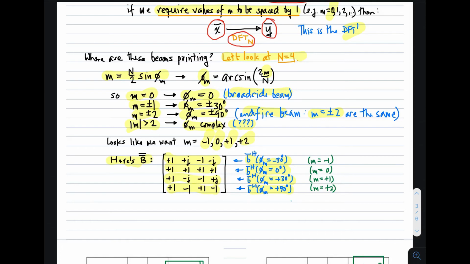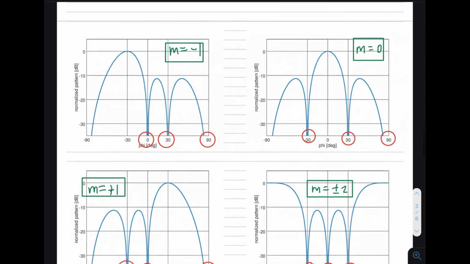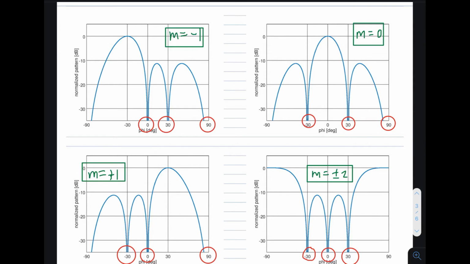So now we have everything we need to form beams. We can now scan a stimulus signal from -90 to +90 and then see what the output is for each one of these beams. Here are the results. In each case, we're showing phi from 0 to 90 degrees, where the center, phi equals 0, is broadside. And we're showing the normalized pattern in dB. So the maximum value is going to be 1, that is 0 dB. And I'm showing this for the 4 beams: m equals -1, m equals 0, m equals +1, and m equals +2, although you know right away this is the same beam that you'd get for m equals -2.